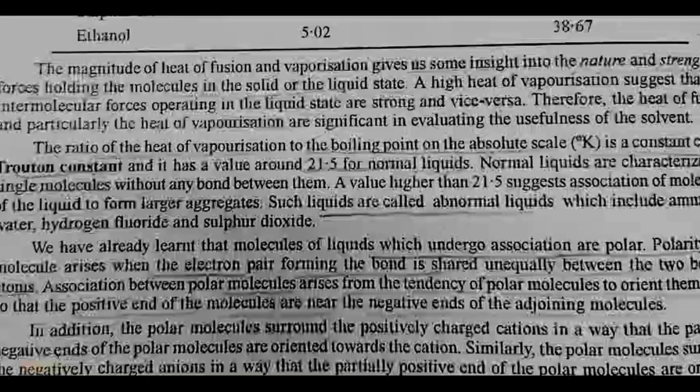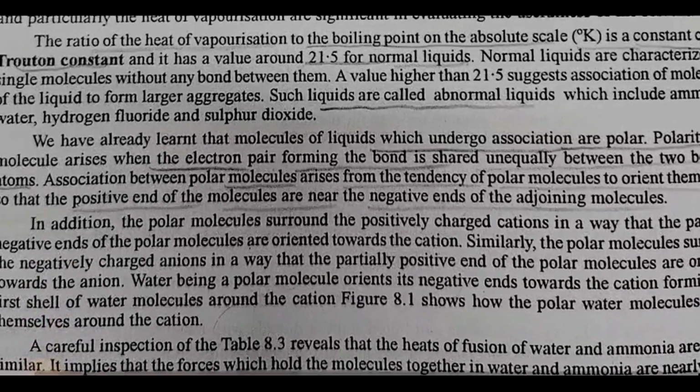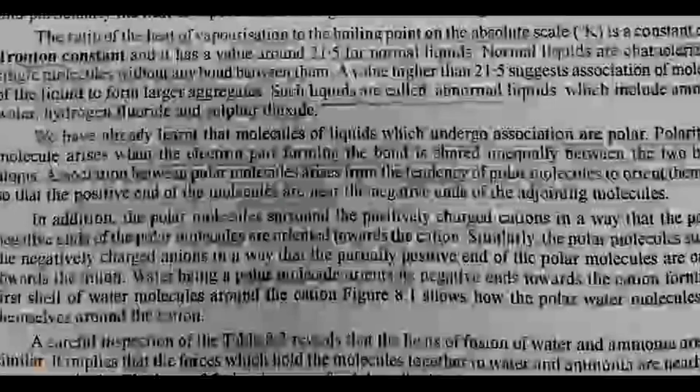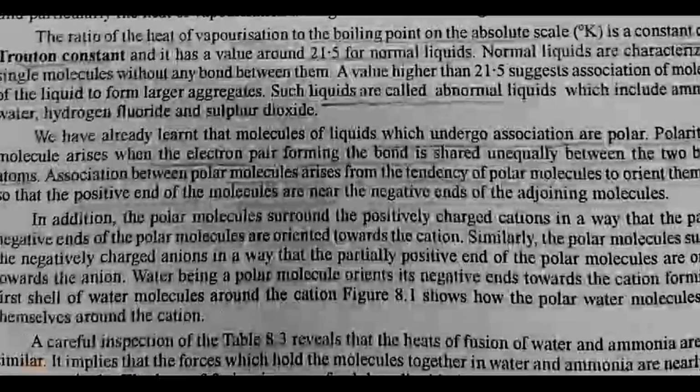A value higher than 21.5 suggests association of molecules of a liquid to form larger aggregates. Such liquids are called abnormal liquids, which include ammonia, water, hydrogen fluoride, and sulfur dioxide. We have already learnt that molecules of liquid which undergo association are polar. Polarity in a molecule arises when the electron pair forming the bond is shared unequally between the two bonded atoms. Association between polar molecules arises from the tendency of polar molecules to orient themselves so that the positive end of the molecule is near the negative ends of the adjoining molecules.